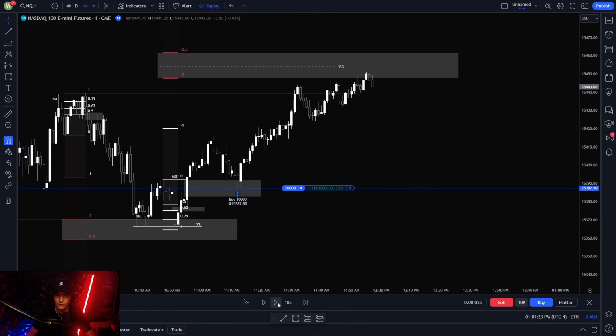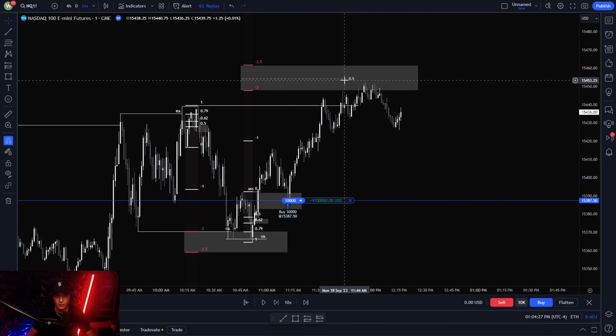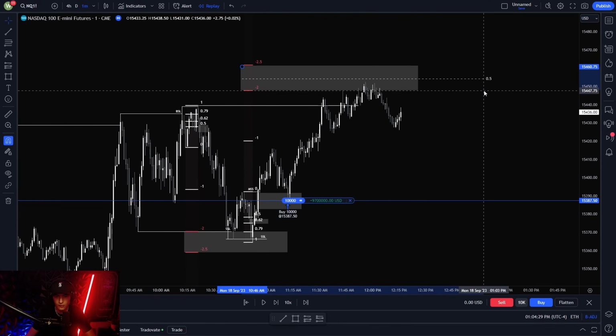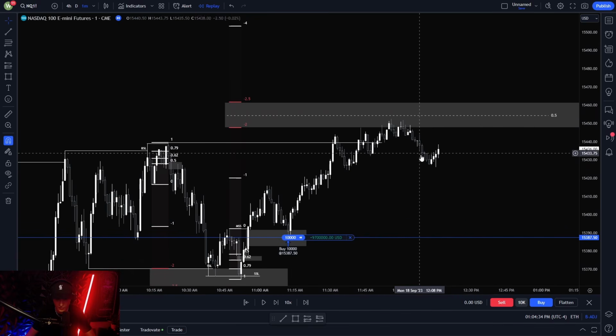Notice where we stop, and sell back off. We end up coming here to this 2.5 area. Reject, reject, sells back off.